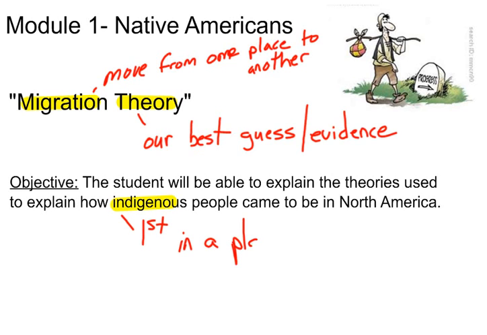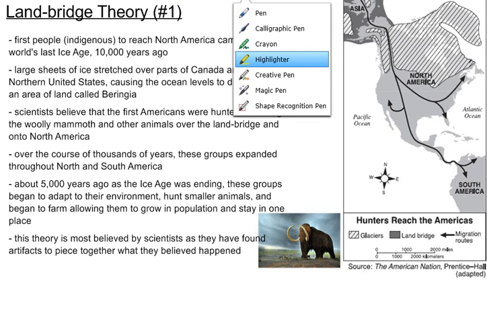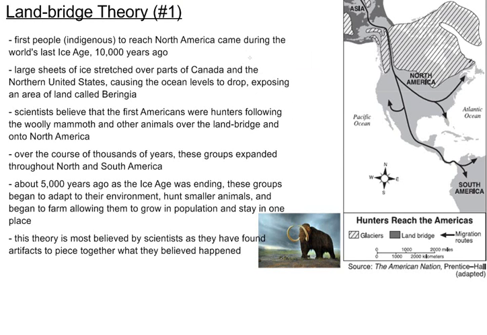And so what this mini video is all about is trying to come up with our best guess on how the first people that were in North America came to be here. To explain this, we have three different theories, and we're going to try and cover these as quickly as possible. The first theory is the land bridge theory. This is theory number 1. So if you want to write the title in on your note sheet for land bridge theory, that would be great.